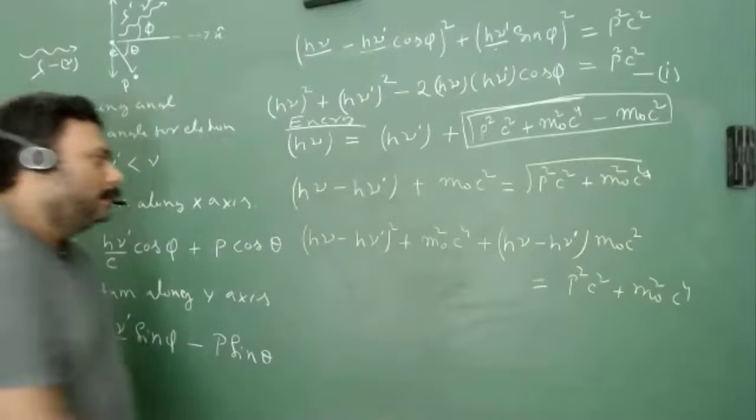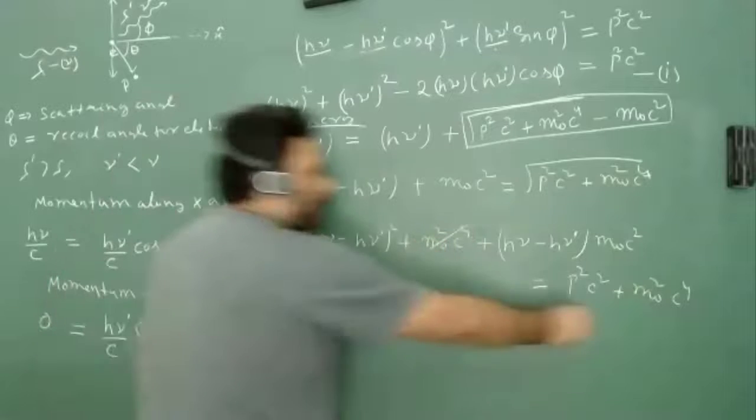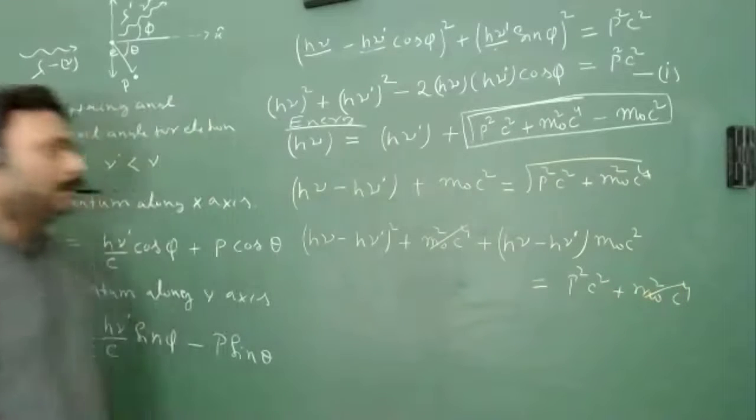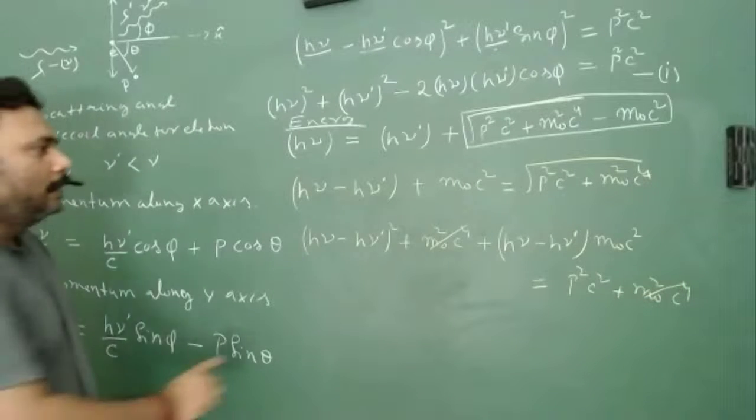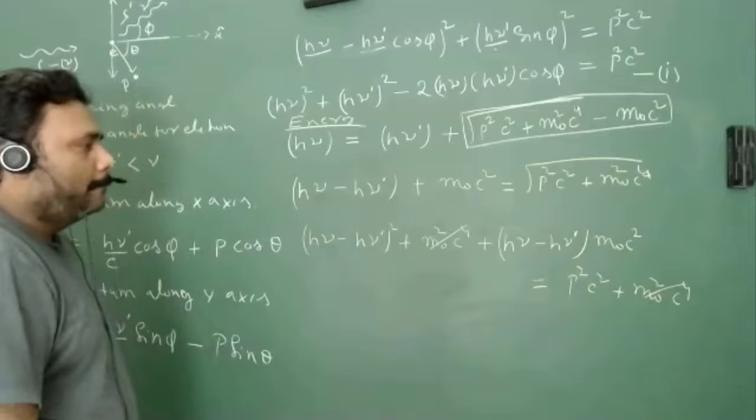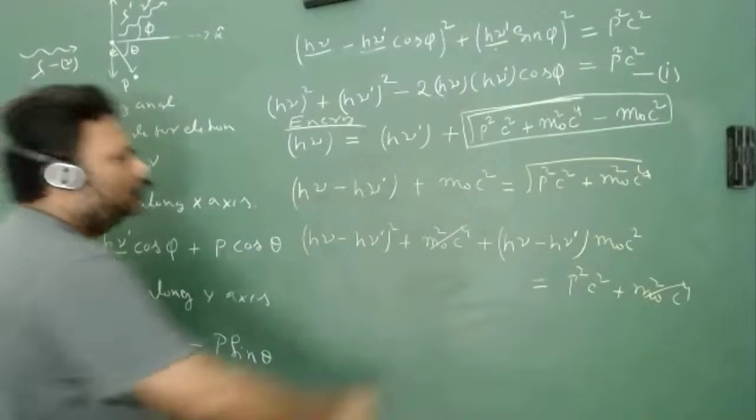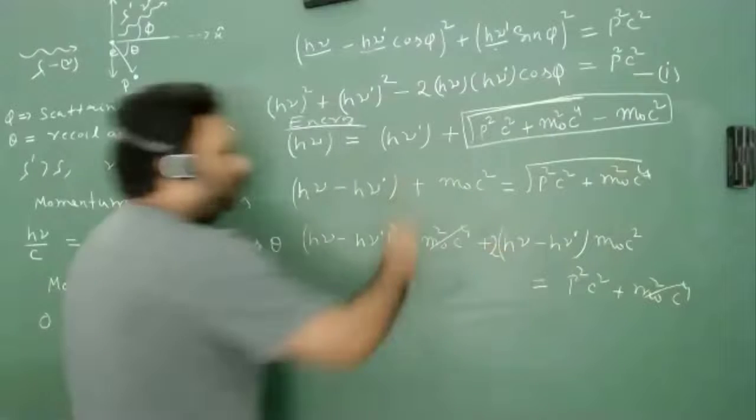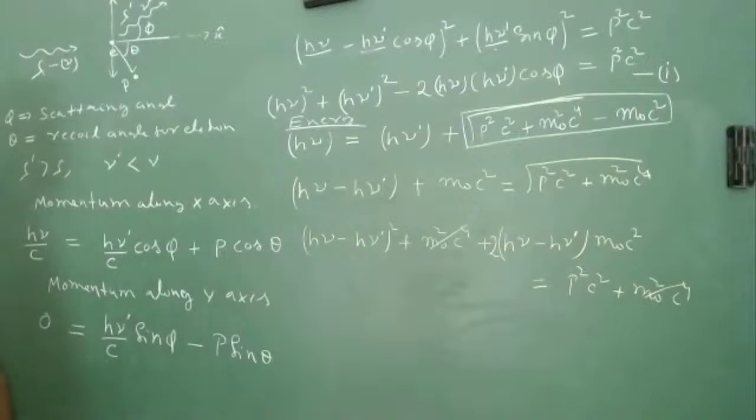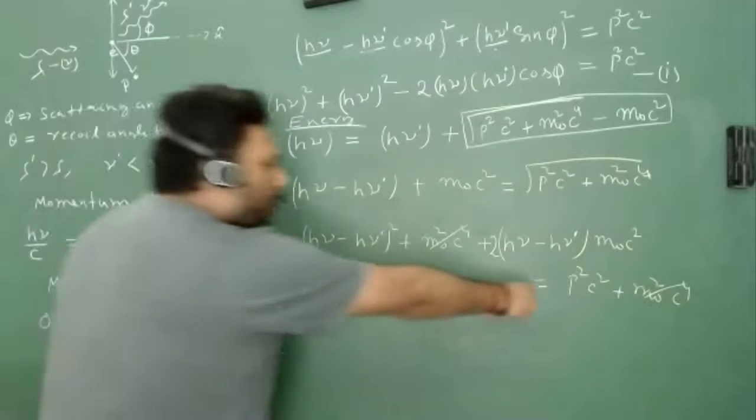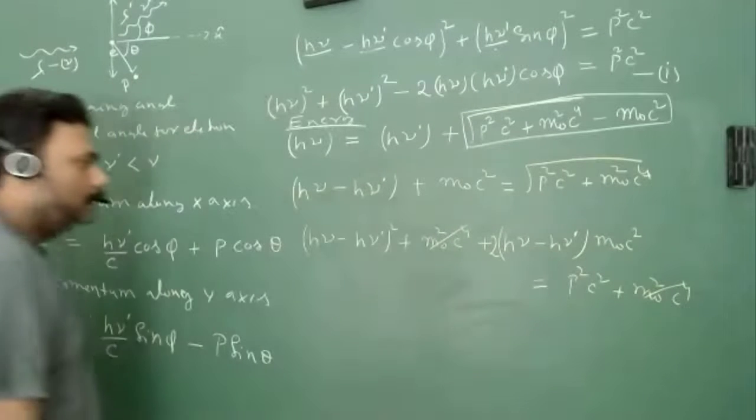What will happen? This term and this term will cancel out. Again, what will we have? This will be 2 times. 2 तो रहेगा ही, तभी तो कैलकुलेशन हो पाएगी. ठीक है? So this will be 2 times, and here we have only p square c square.